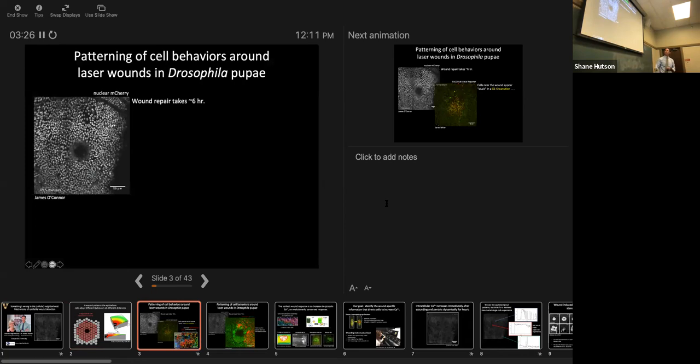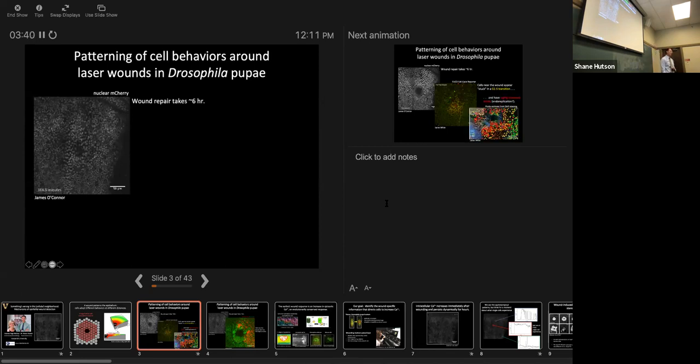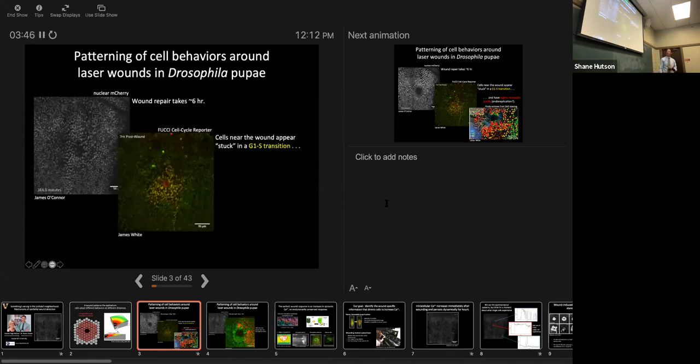Now, we can look specifically at our system, and in ours, we're making really small wounds. We're using a laser to do it. So these are wounds that are 10 to 50 microns in diameter, and they heal up over the course of about 6 hours. So we can really follow the whole process and see what's going on with them. That was a labeling of the nuclei to see how that happened. Interestingly enough, just looking at the nuclei, we can start to see some patterning.